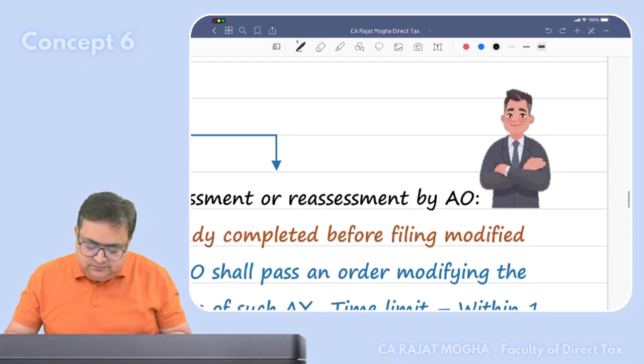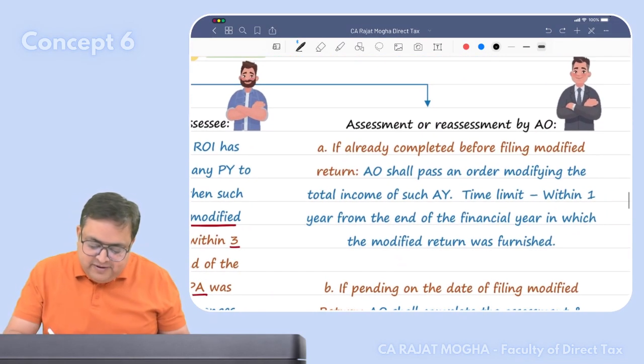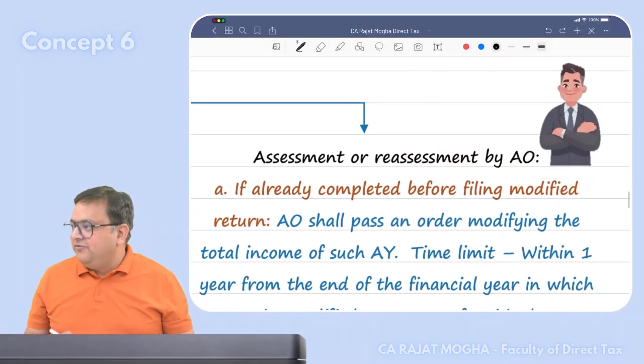So now, assessment or reassessment by the assessing officer. So what will our assessing officer do?